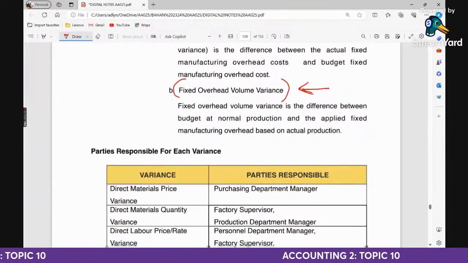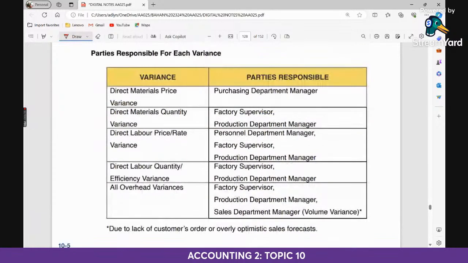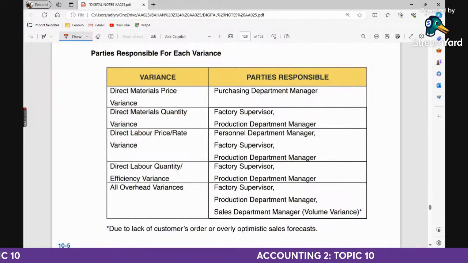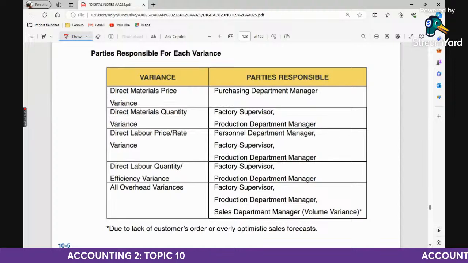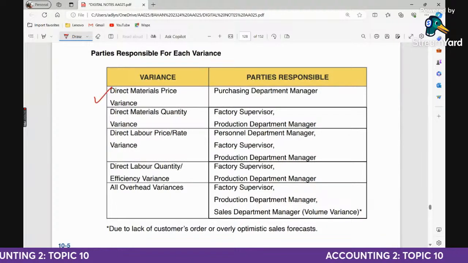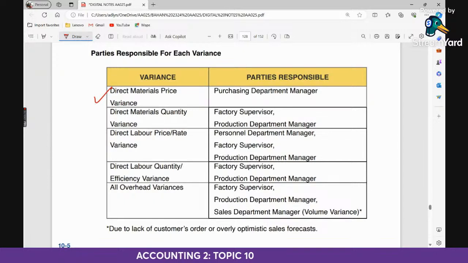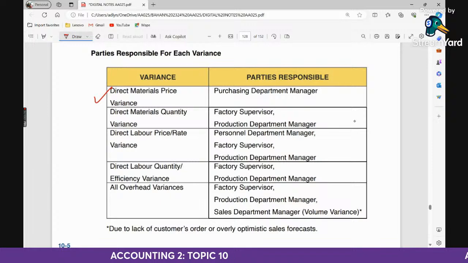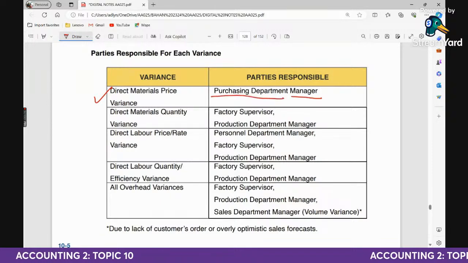Okay, alright, so di bawah ni kita tengok parties ataupun pihak yang bertanggungjawab untuk setiap variance. Okay, so this one you need to understand and you can manipulate ikut kesesuaian soalan lah. Okay, contoh. Kalau direct material price variance, siapa yang menentukan apa yang kita rancang nak beli tu sama ada dia sama atau tidak dengan apa yang kita beli, mestilah orang yang bertanggungjawab tentang pembelian bahan mentah. Alright, so di sini orang yang bertanggungjawab will be the manager for your purchasing department.